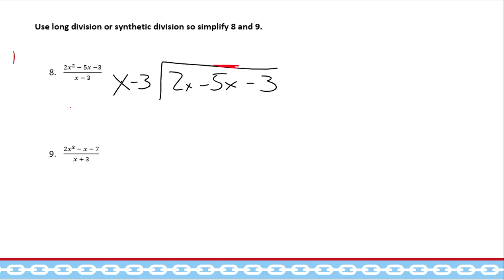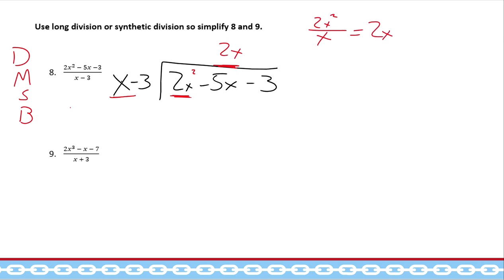I'm going to follow that same model that I use with long division of divide, multiply, subtract, and then bring down. So I am going to start right here by dividing 2x by just x. In this long division method, that's the only division we do, is these first terms by x. So 2x squared divided by x would be 2x, right?